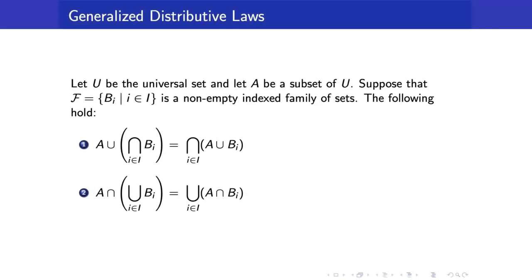Next, we have our generalized distributive laws. Let U be the universal set and let A be a subset of U. Recall that given a family of sets, we can always find an index set. So therefore, we can write it as A sub I, where I is an element of the index set I. And here, our assumption is that F is non-empty. So this is saying that we can still distribute it. A union the intersection of all the elements in script F is just the same as the intersection of the union of the elements in script F with A. Similarly, A intersection the union is the union of all the intersections.